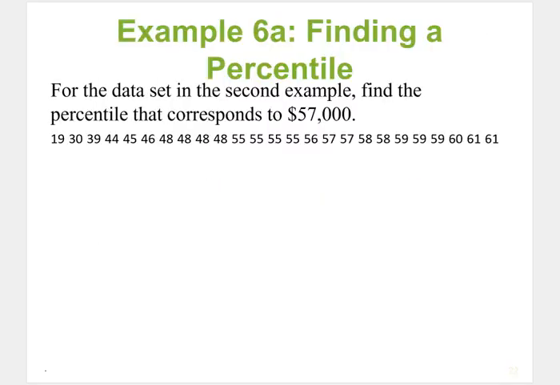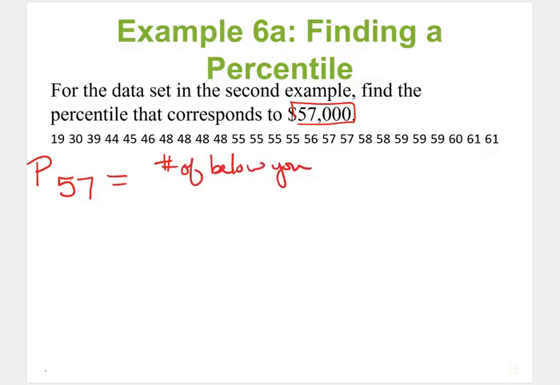So let's say, again, here we're back to our tuition data. Okay, we want to find the percentile that corresponds to 57. All right, so we're going to use that 57th percentile, and that is called P sub 57. That's how they write it shorthand, percentile 57th. Okay, that is going to be the number of data entries below you, so below 57, divided by the total number.